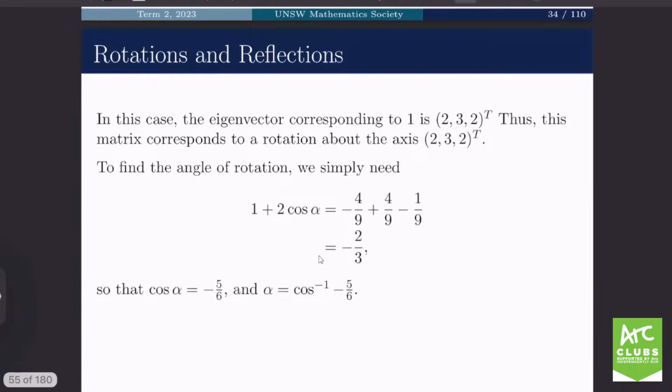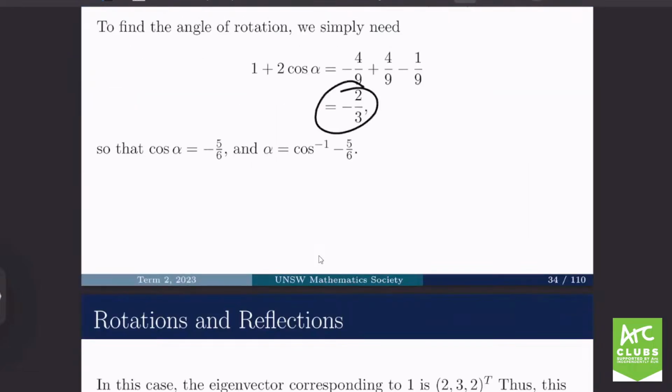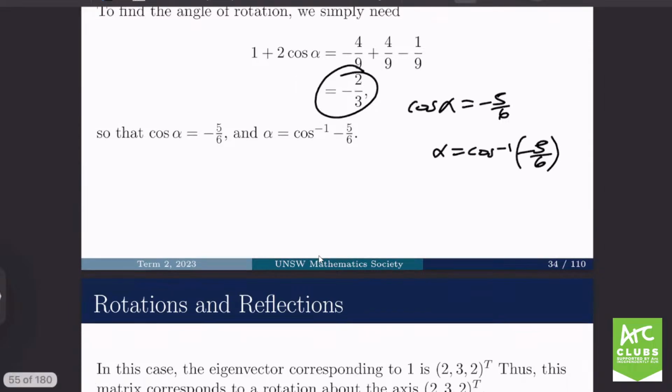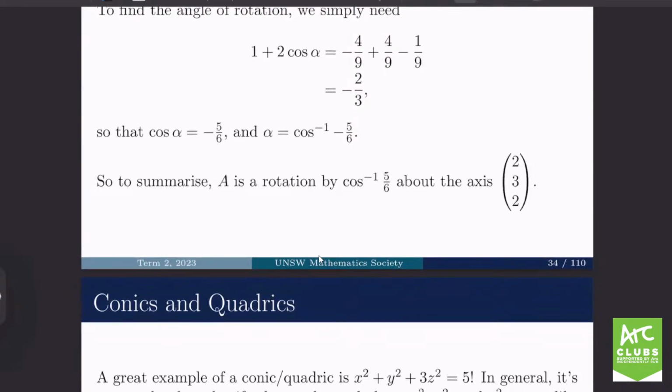All right, to find the angle of rotation, remember that our trace will be 1 plus 2 cos alpha. And so if we find the trace, that's -2/3. So cos alpha equals -5/6. So alpha equals cos inverse of -5/6, and that will be our angle of rotation. Okay, so to summarize, A will be a rotation about the axis (2, 3, 2) by an angle of cos inverse of -5/6. All right, perfect.